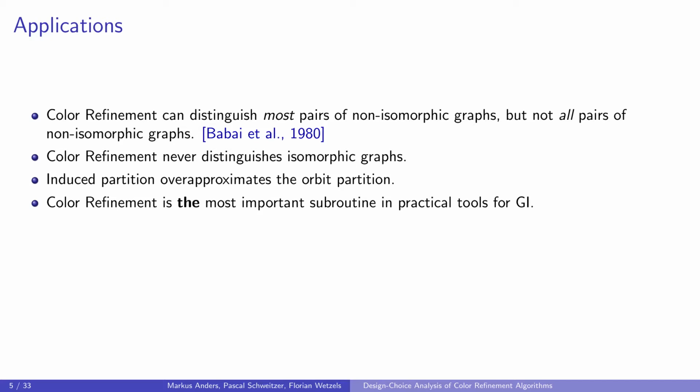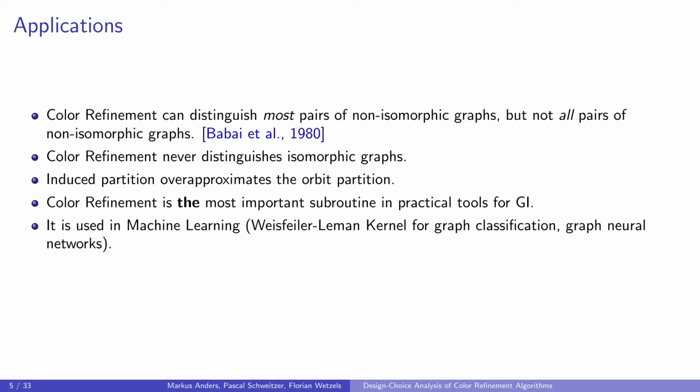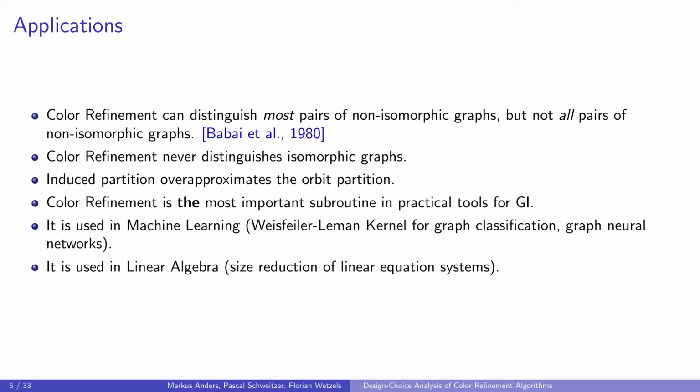So-called individualization refinement algorithms explore a potentially exponential search tree where at each node a color refinement is performed. Therefore, almost the entire running time is spent in color refinement, so performance is critical, and even small sublinear improvements can have a crucial impact on the performance of the whole tool. Color refinement also has other important applications. It is, for example, used in machine learning, specifically in Weisfeiler-Lehman graph kernels and graph neural networks. Here, performance is of course also important for good scalability. It is also used in linear algebra for size reduction of linear equation systems.